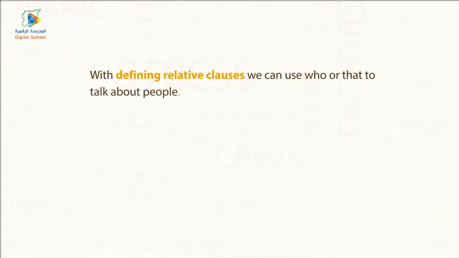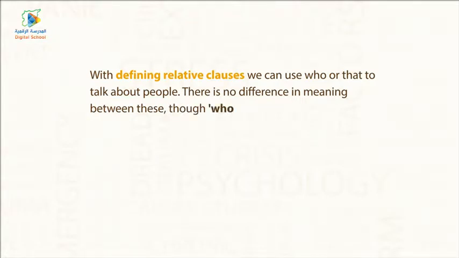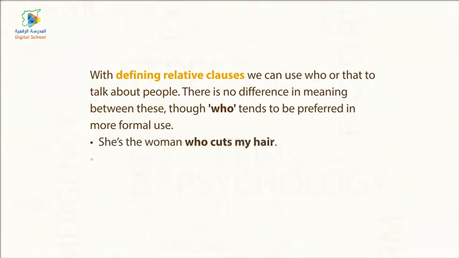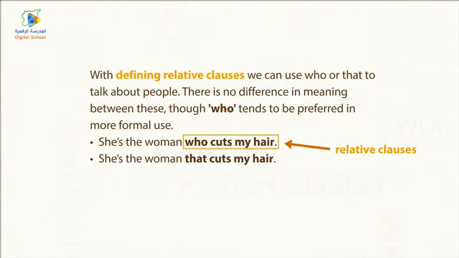With defining relative clauses, we can use who or that to talk about people. There is no difference in meaning between these, though who tends to be preferred in more formal use. She's the woman who cuts my hair. She's the woman that cuts my hair.